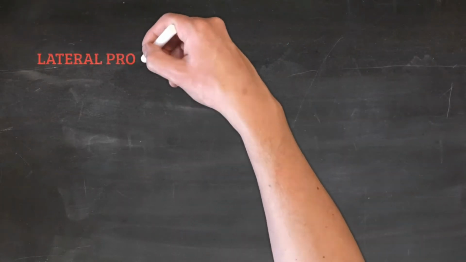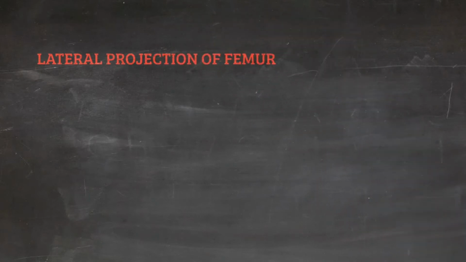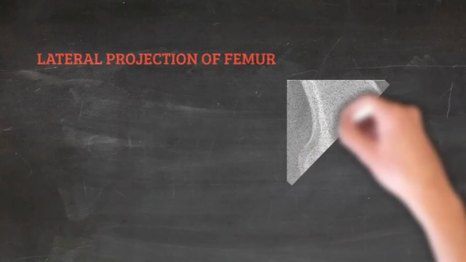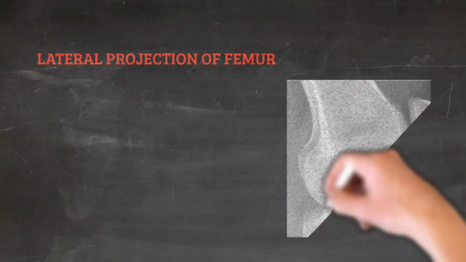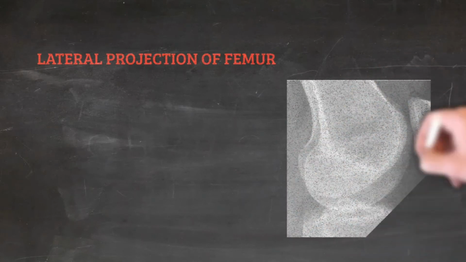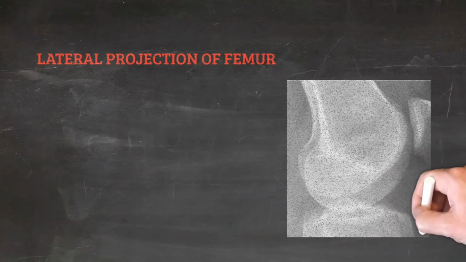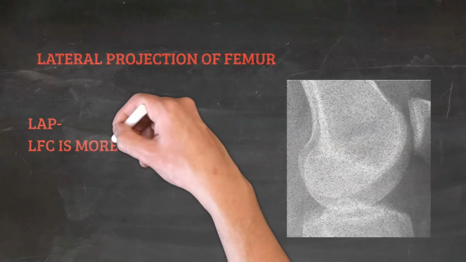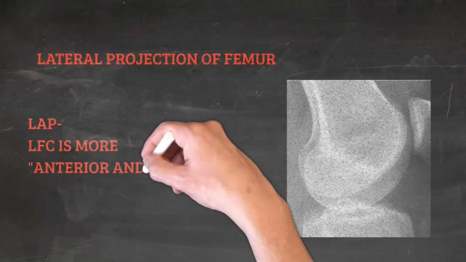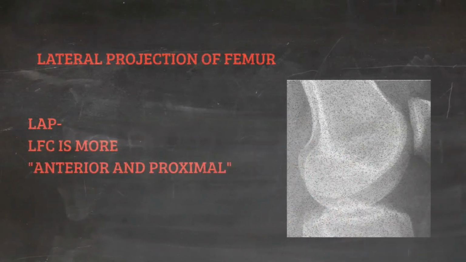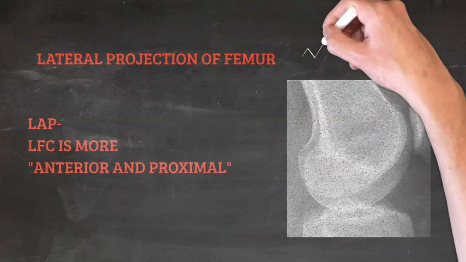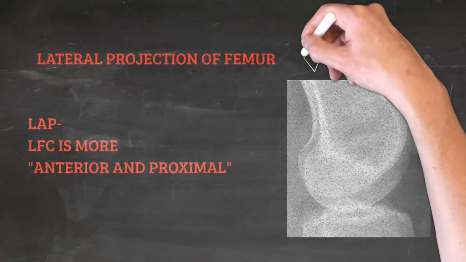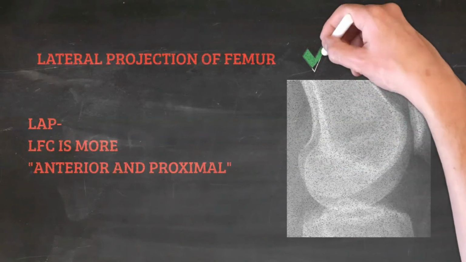When we see the lateral projection of the distal femur, the lateral femoral condyle appears more anterior and proximal. This can be remembered by LAP, L-A-P, LAP. Lateral femoral condyle appears more anterior and proximal. And similarly, the medial femoral condyle is more posterior and distal. This is a very important concept while doing DCS or distal femur fractures.